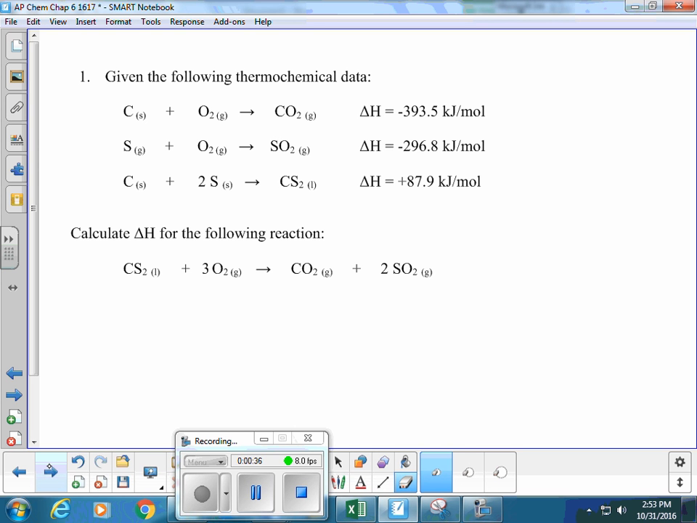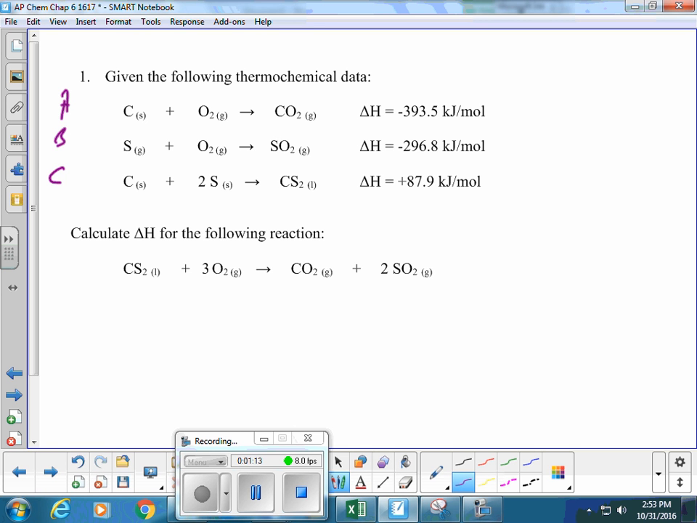This one says, given the following thermochemical data, and then we've got three reactions: the synthesis of carbon dioxide, the synthesis of sulfur dioxide, and the synthesis of carbon disulfide. For each of those reactions, the enthalpy change is given. At the bottom it says, calculate the enthalpy change, delta H, for the following reaction. We're going to use these three reactions above. I'll letter them A, B, and C, and we'll make reference to those as we work this out.